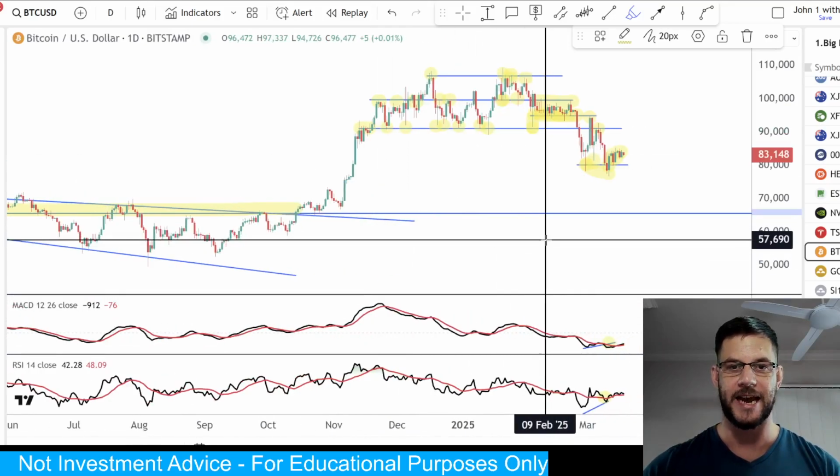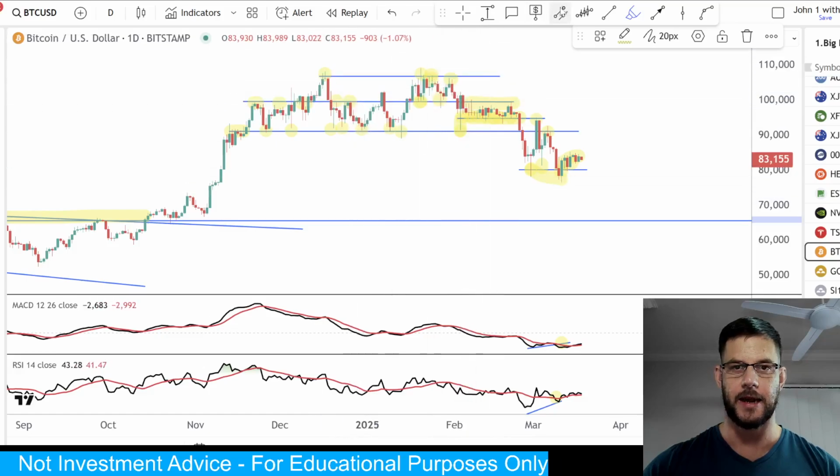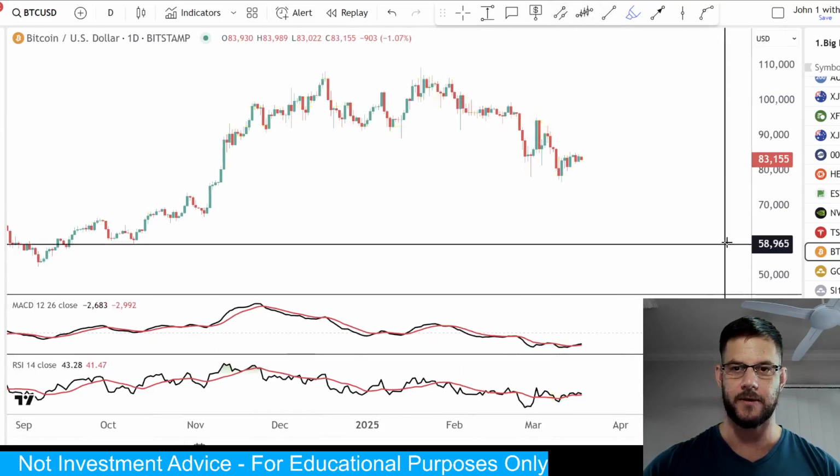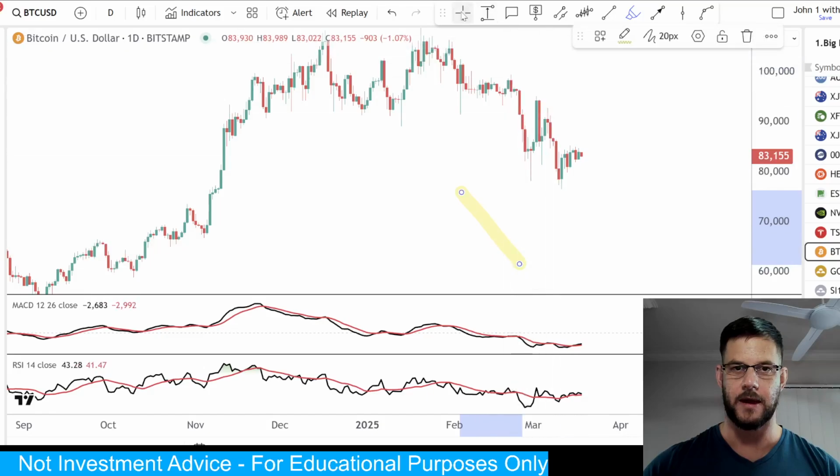If we go to a daily chart, so we're looking again at our tops here, and maybe I'll just clear all that because it is a bit messy. Let me just, I didn't want to draw that.